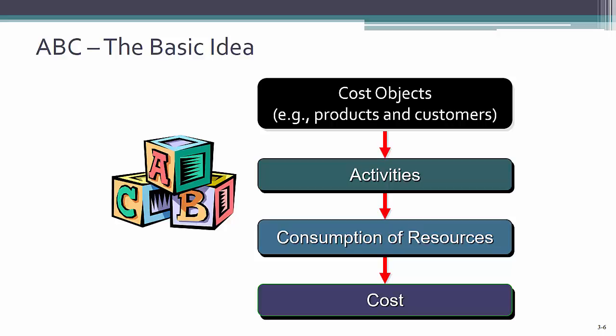Performing each of these activities consumes company resources such as machine time and labor time. Finally, the consumption of resources costs money. And with that framework in mind, let's cover some ABC terminology.